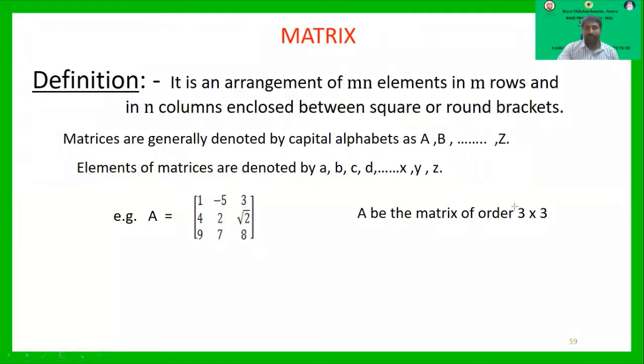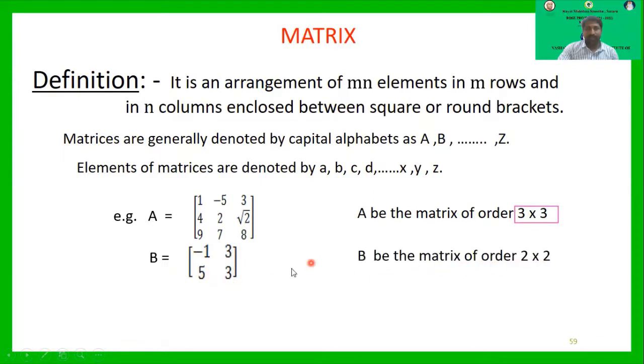The order of a matrix can be written as m by n. The first number represents the number of rows of matrix A, and the second number represents the number of columns of matrix A. This matrix A has 3 rows, so the first number is 3, and it has 3 columns, so the second number is 3. B is a matrix of order 2 by 2. It has 2 rows and 2 columns.